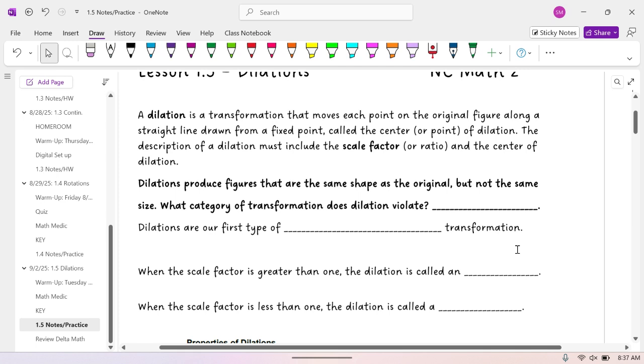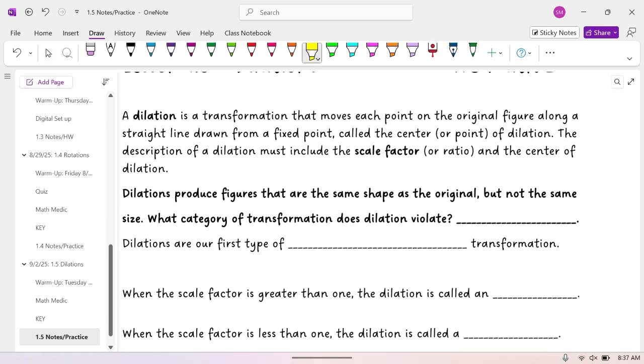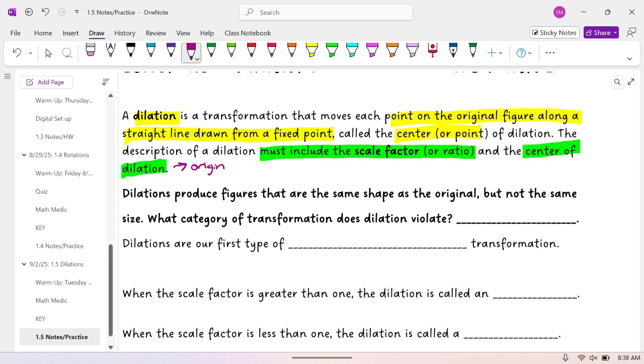All right. So, talking about the formal notes for dilation. With the dilation, again, it's a transformation that moves each point on the original figure along a straight line drawn from a fixed point called the center of the dilation. Now, it must include that scale factor, which again, that's another name for the ratio, and the center of dilation. And again, for this class, your center of dilation will more often than not be the origin. All right.